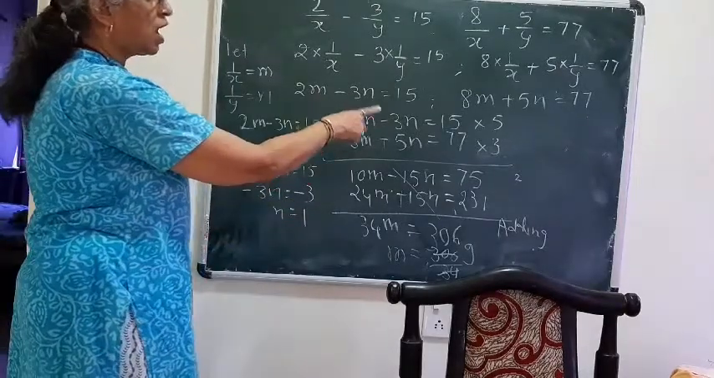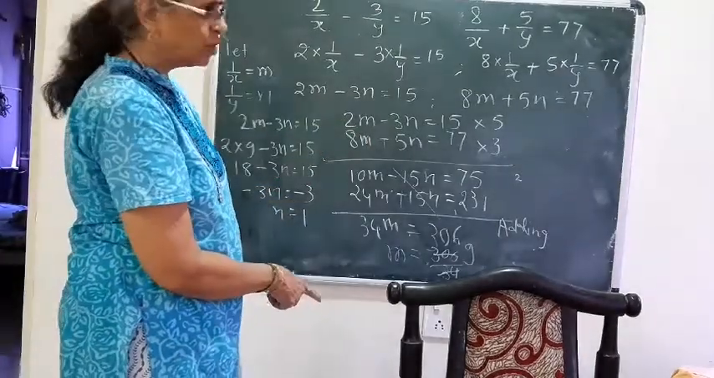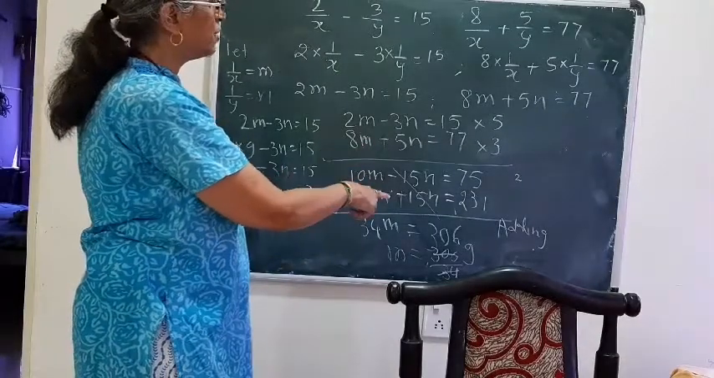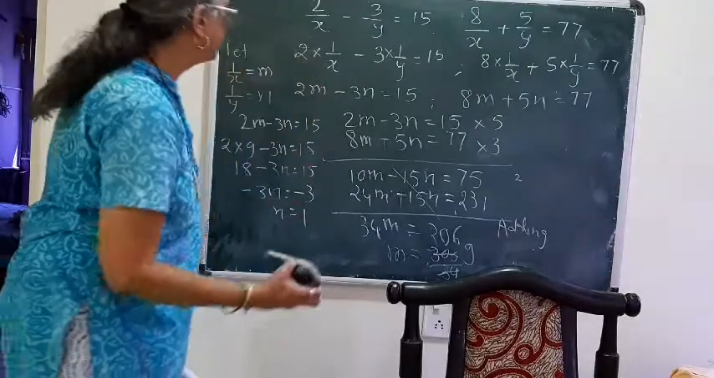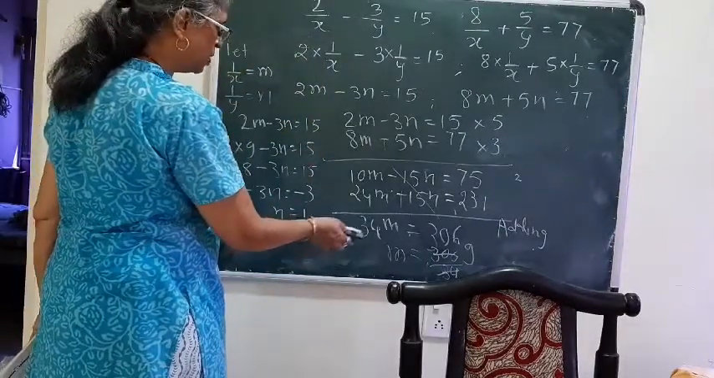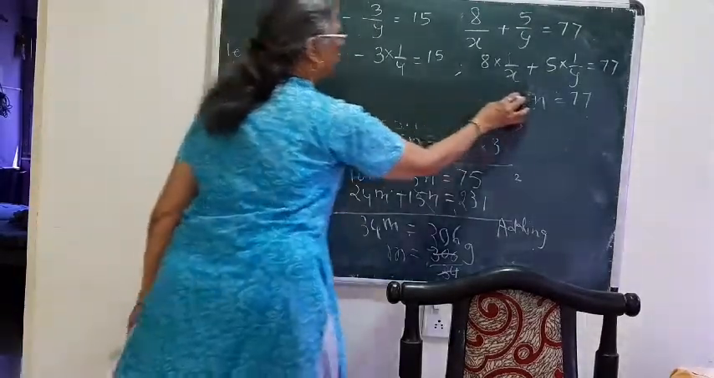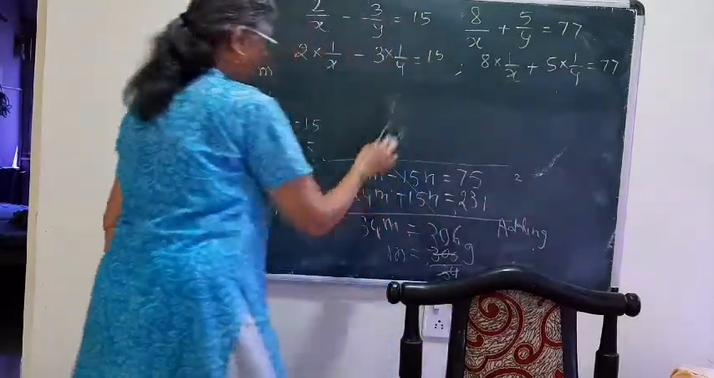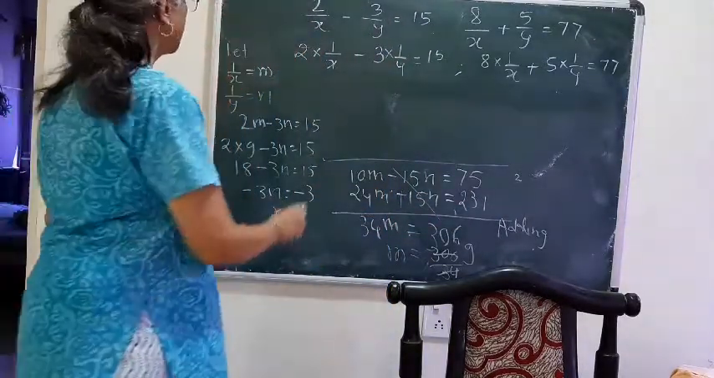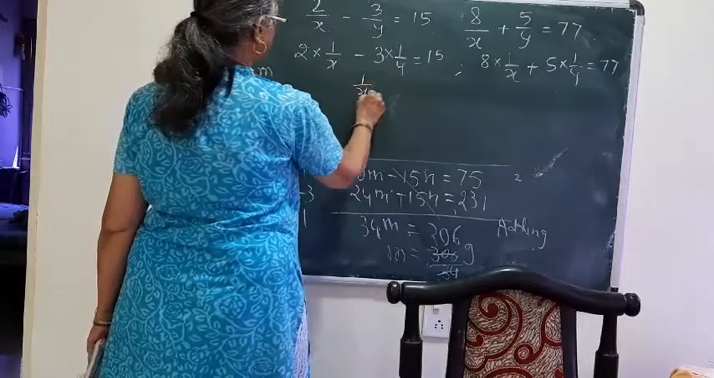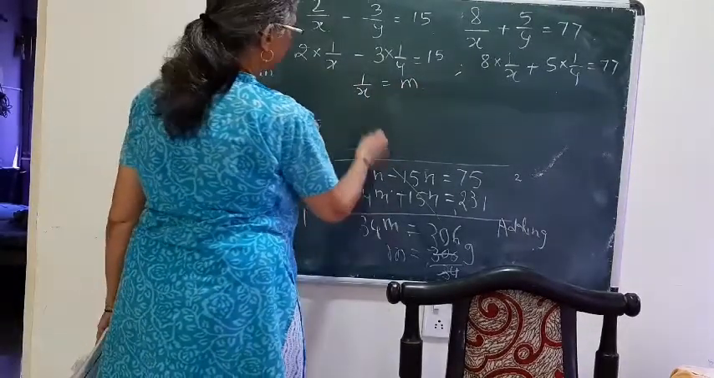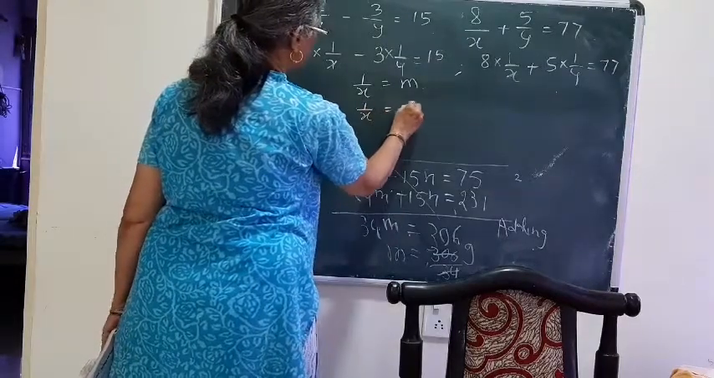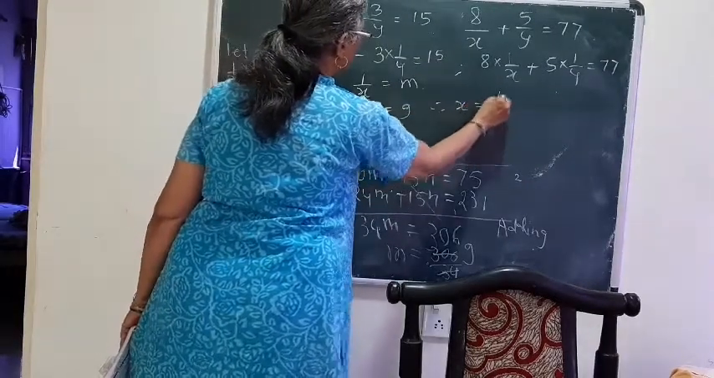So now this half of the sum is completed, because we want the answer for x and y. We don't want the answer for m and n. So what are we going to do? Now we have m equal to 9 and n equal to 1. But we made the assumption that 1 upon x is equal to m. So 1 upon x is equal to 9. Therefore x is equal to 1 upon 9.